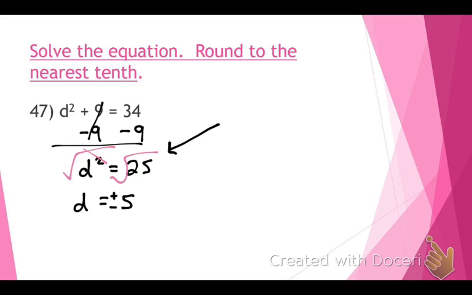Because if I were to plug this right back up into here and I had negative 5 times negative 5, that would be what? Positive 25. Or if I had positive 5 times positive 5, I would still have positive 25. So for that problem, your answer is positive or negative 5.